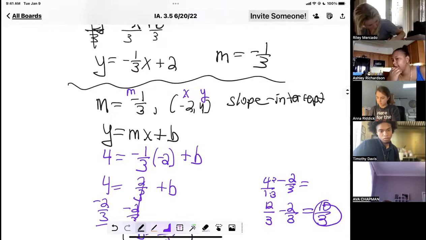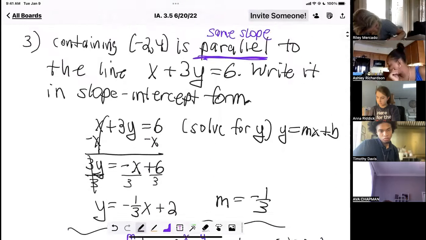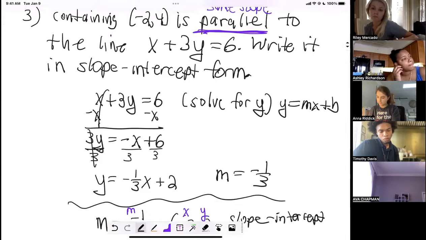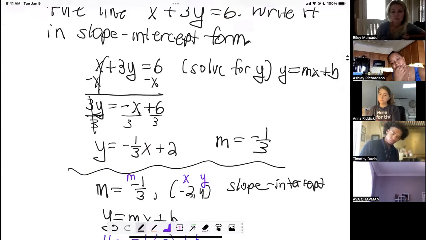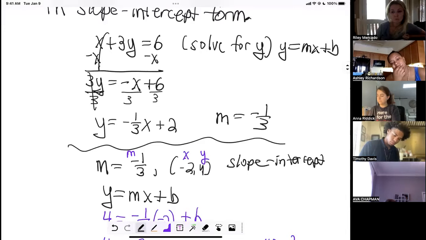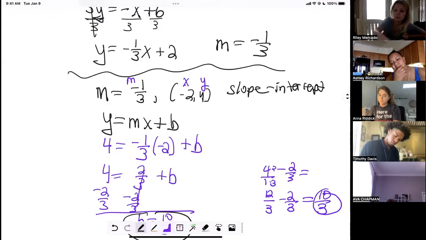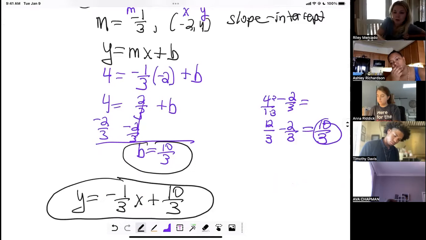But we also did it because it was parallel, same slope. So just to overview it a little bit, we have to solve for y equals to get the slope. It's parallel, so it's the same slope. Then it has to go through the point, and then we write y equals mx plus b, solve for b, and then write the equation like we did earlier.